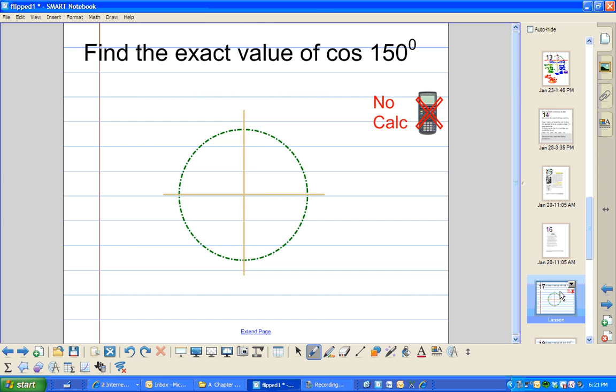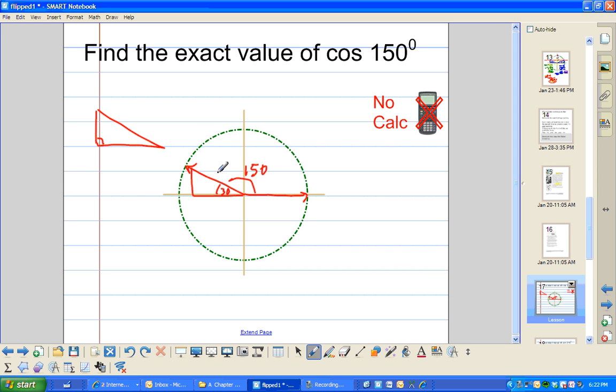Okay, I want to go through a couple more problems with you, exact value problems, just to review and refresh your memories. Some of you guys got this down, no problem. Initial side, and then we go to the terminal side. We know that this is 150. We know that this is 30. Okay, we draw our reference triangle. I often explode the reference triangle to kind of see it better.